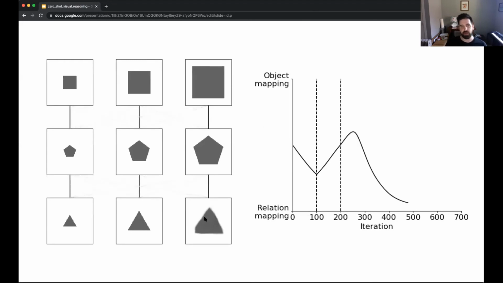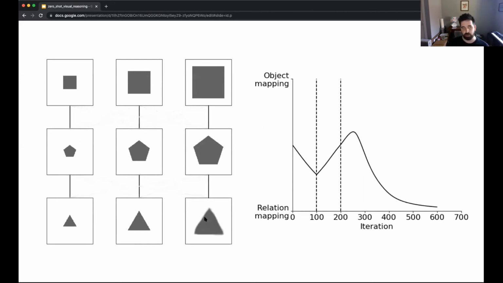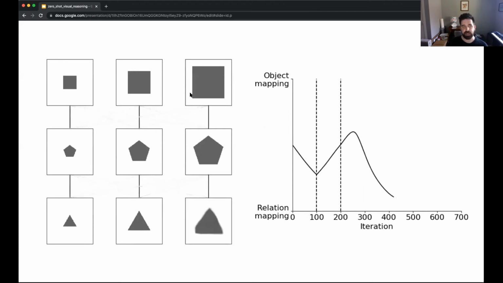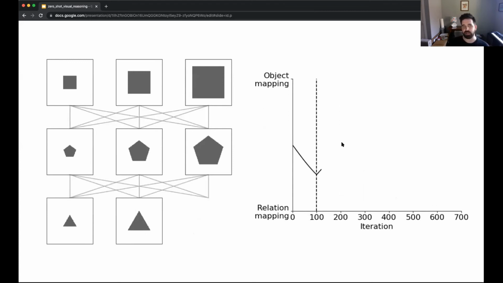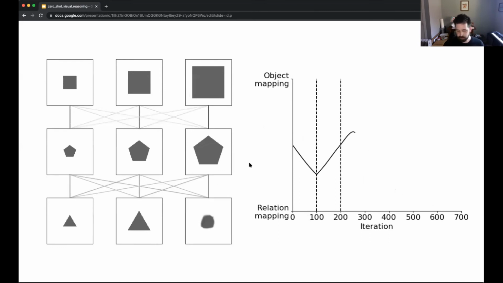Okay, so here's a somewhat more difficult problem because this one involves a combination of multiple rules. So this one has a constant relation on shape and a progression on size. And this is a case where the model settles into a relation mapping mode, which again makes sense for this particular problem.